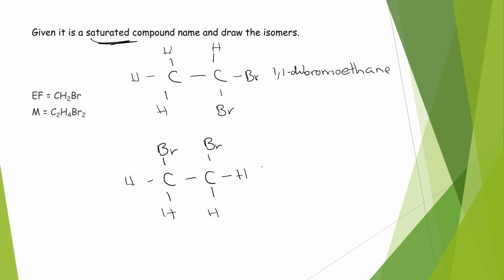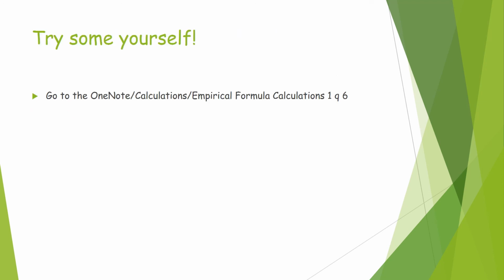Now there is also a second isomer possible, so I'm going to draw that as well. And this one would be called 1,2-dibromoethane. And there we have it. We've solved our problem. So try some yourself now.